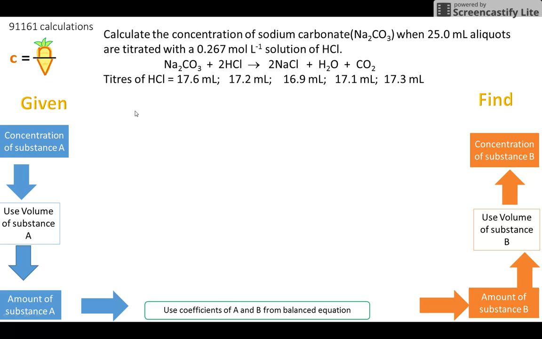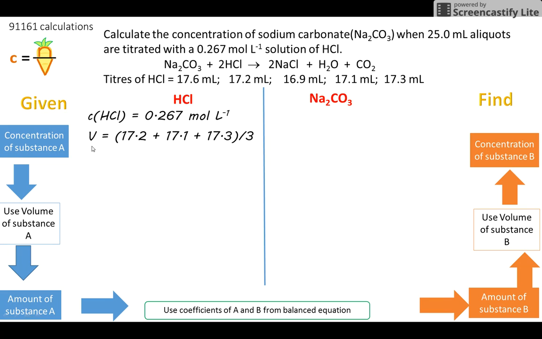So let's do our givens. We first write our HCl and our sodium carbonate, and now we write down what we are given. So it is the concentration of the acid, and the volume is we choose our 3 titre values within the 0.2 mL, divide by 3, and we can work it out to be 17.2 milliliters.